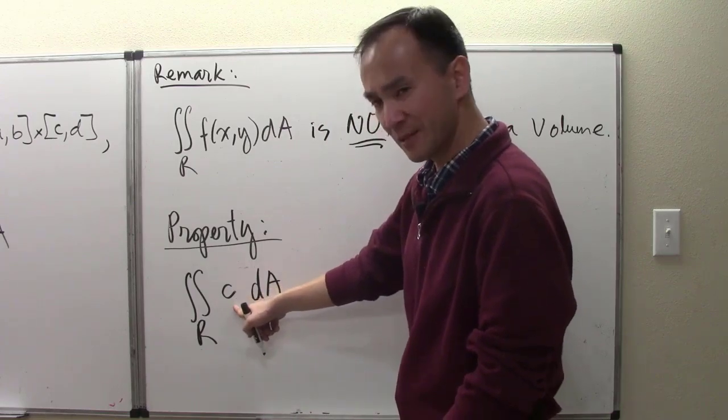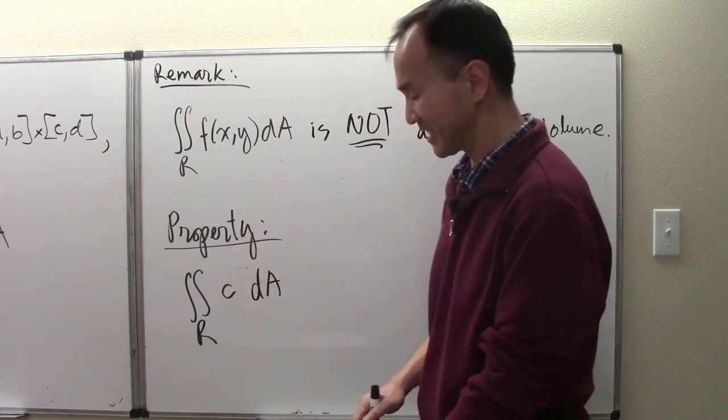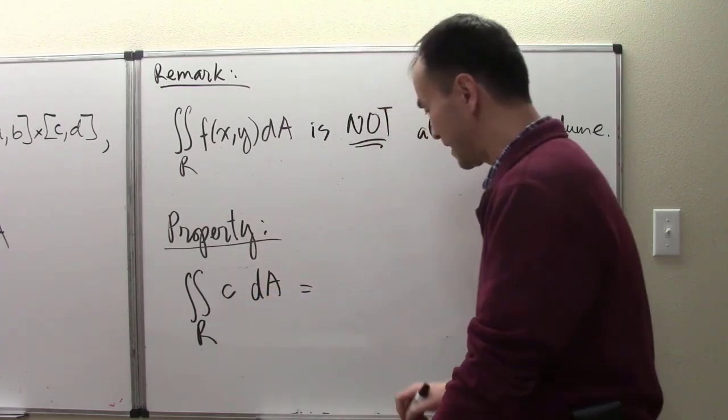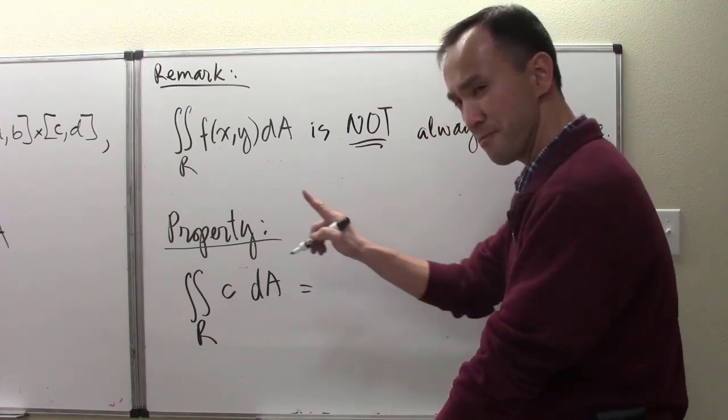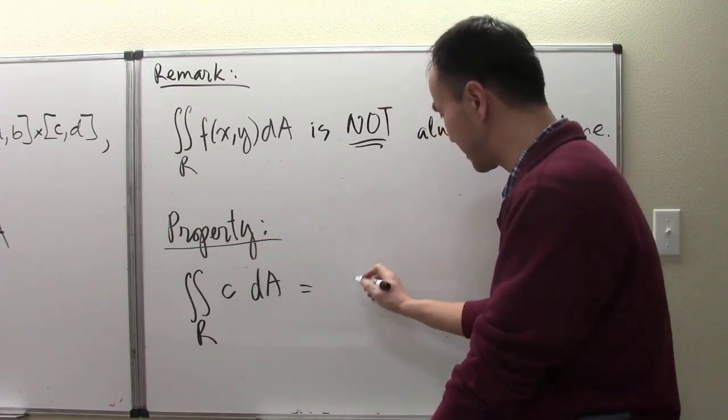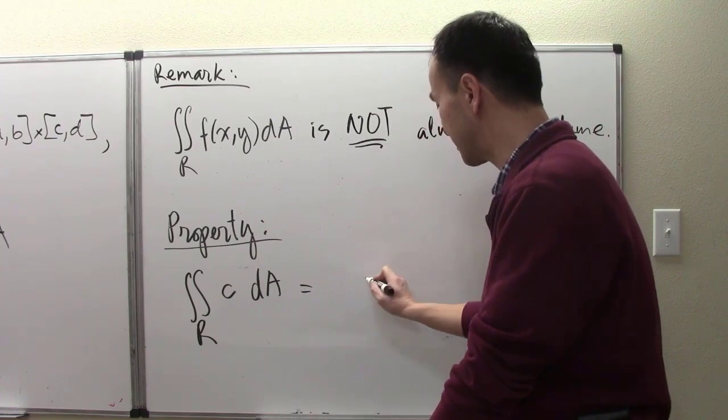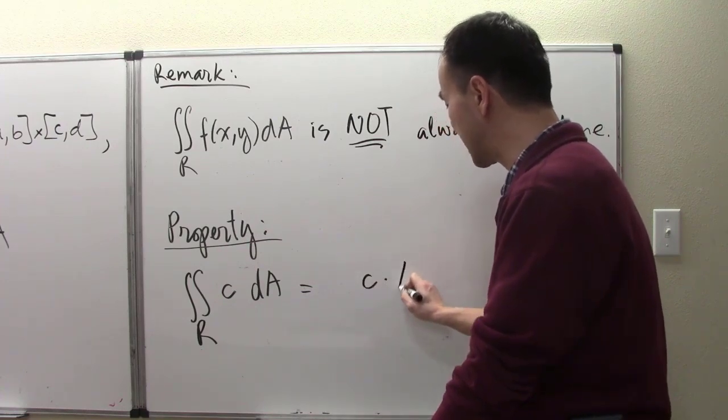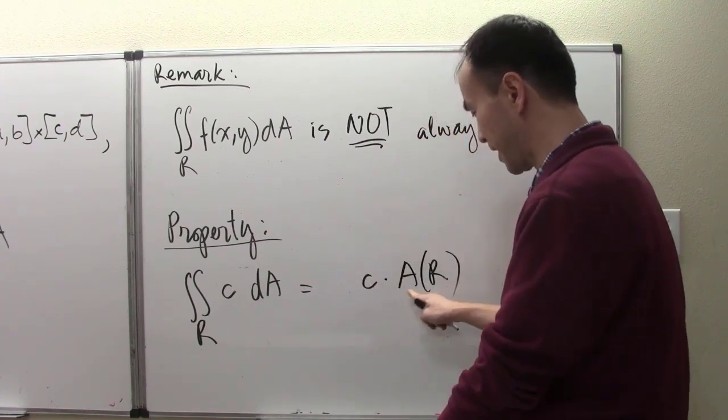Your f of x comma y is a constant. That's why I'm writing it like this. That right there is exactly the same as, now many textbooks write it as the following. Write it as the c value multiplied with the area of the region R. Many textbooks write it this way.